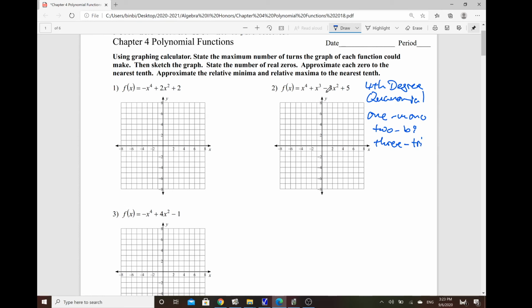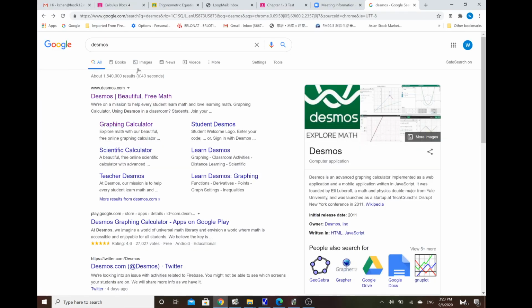Okay, so now let's put it into Desmos here. With Desmos, you don't need to sign up for any account, but if you want to download the app, you can always download it on your phone. You guys probably know how to use it. Some people probably don't know how to use it. That's fine. I'll show you that.